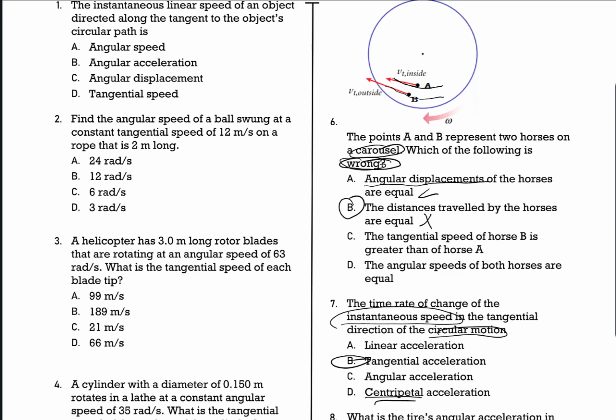C says the tangential speed of horse B is greater than horse A. Yes, the outside horse is faster than the inside horse. This is also a correct statement, but we are looking for a wrong statement. The angular speeds of both horses are equal. Yes, angular quantities are the same for a rigid object. So this is also a correct statement, but we are looking for a wrong statement. The wrong statement is B.